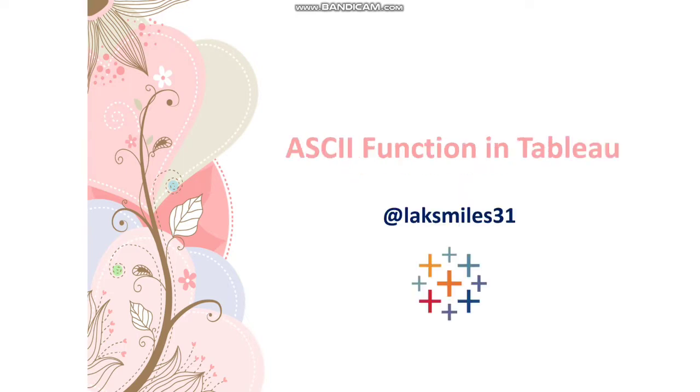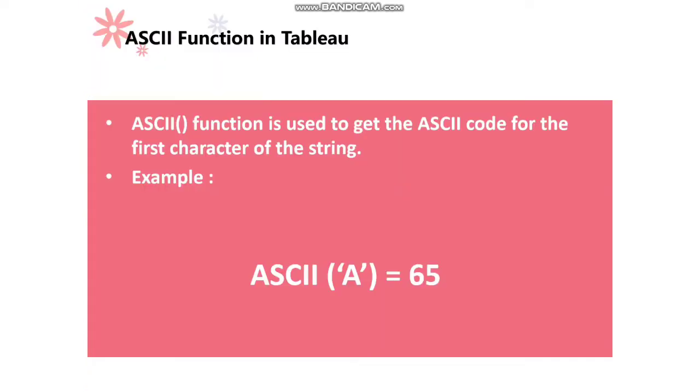In today's video, I'm going to talk about the ASCII function in Tableau. Let's get started. The ASCII function is used to get the ASCII code for the first character of the string in Tableau. The syntax is ASCII of a character, which equals the ASCII code. Whatever character you pass within the ASCII function, for example ASCII of A, it will return the ASCII code of that particular letter A, which is nothing but 65.